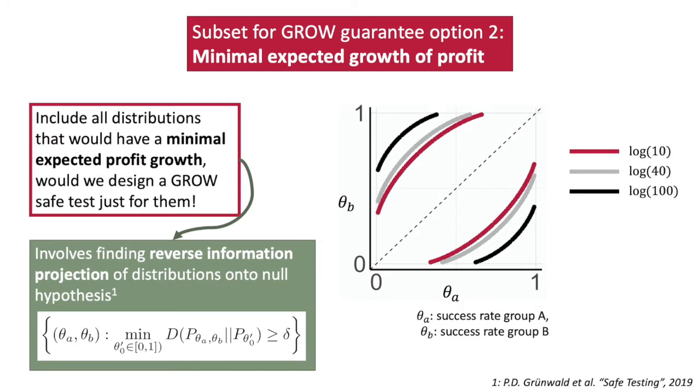So a second and perhaps more neutral option would be to design this subset with only promising distributions with respect to profit. So in this second version, we include all distributions in our subset that would yield a minimal expected growth of profit. We would design a GROW safe test just for them. So this involves calculating the expected growth of profit for all of the distributions in the alternative hypothesis, and this is done through finding the reverse information projection of each of these distributions onto the null hypothesis.